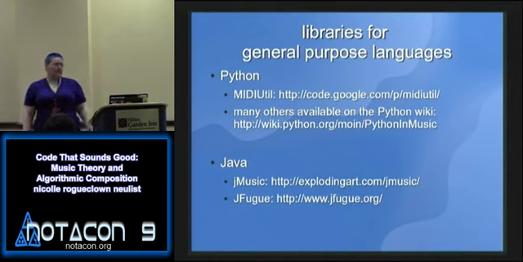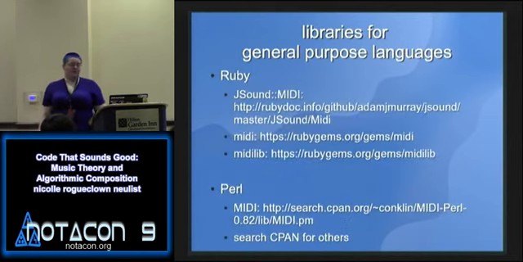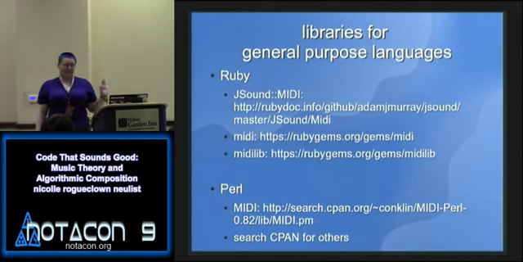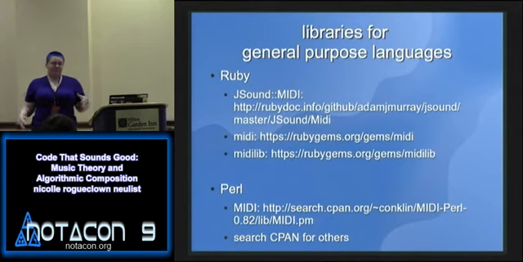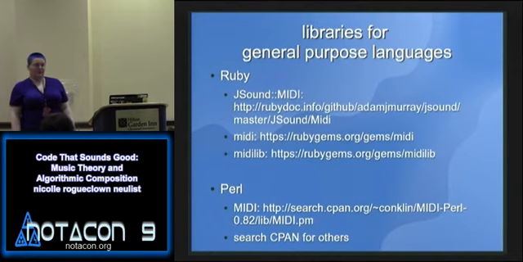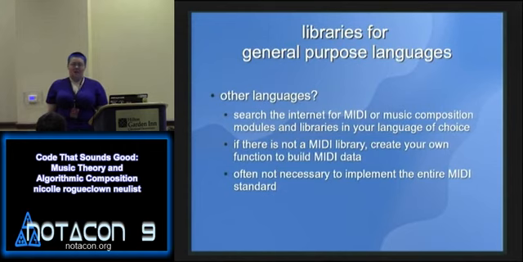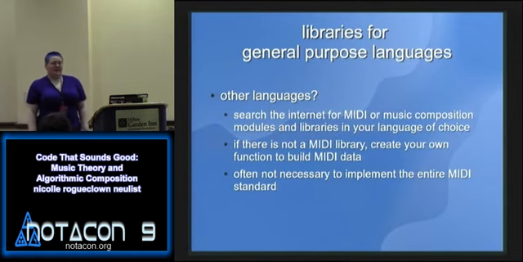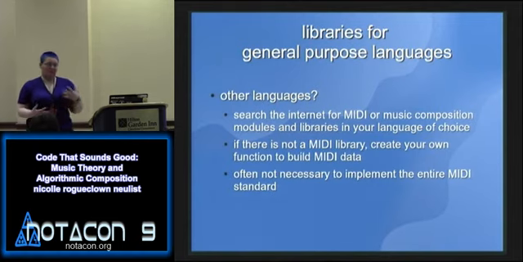Java has a couple of libraries, JMusic, JFugue. Ruby has a bunch. JSound MIDI, MIDI Lib. For Perl, MIDI is the main one and the one that I saw most often, but there are a few others, and if you're a Perl monk, you can search around CPAN to try and find what you like. CPAN being the Comprehensive Perl Archive Network. I played around a little bit with that, but I'm more of a Python girl than a Perl girl. And again, for other languages, seriously, Google is your friend. You will probably find one.